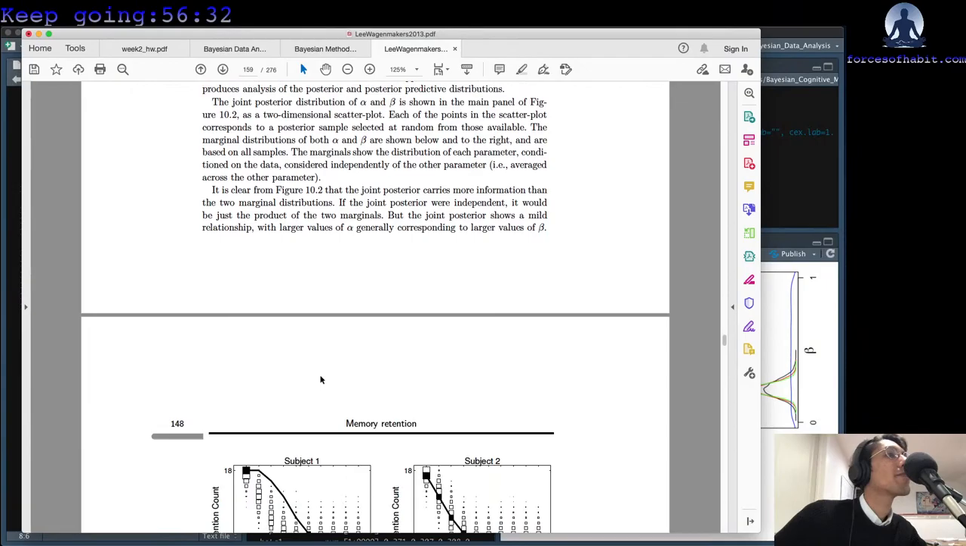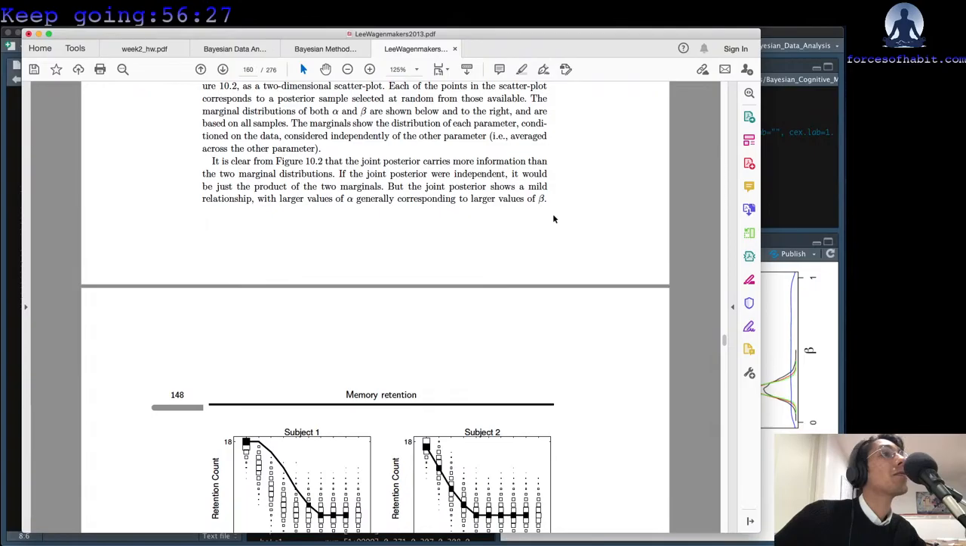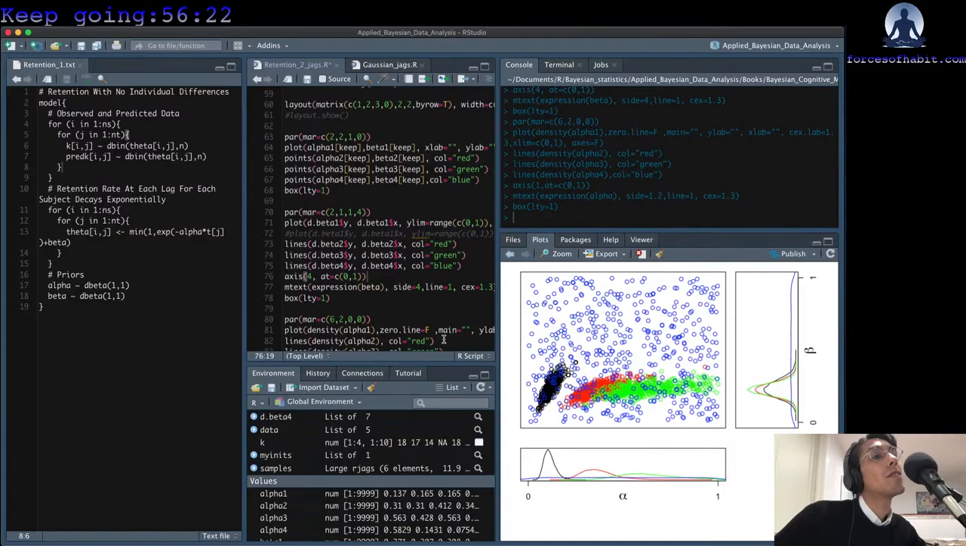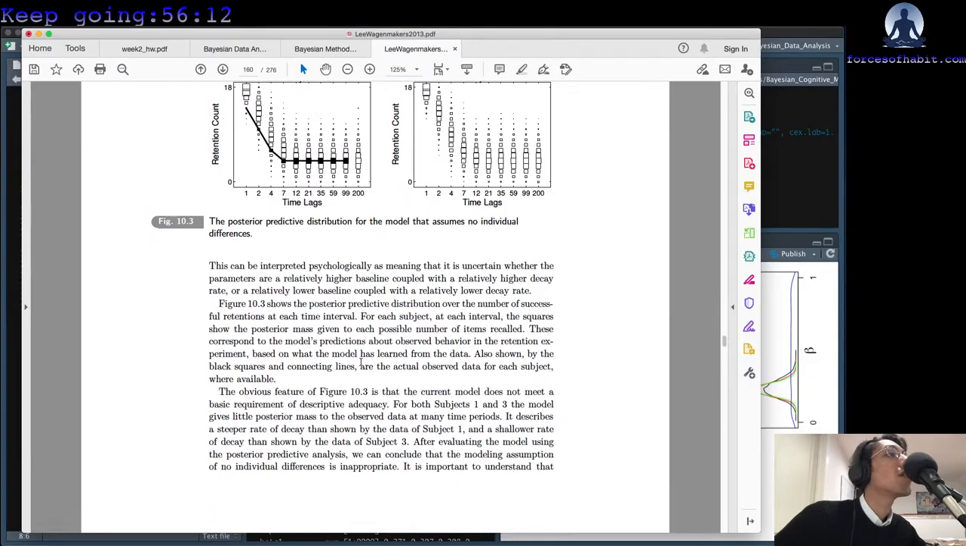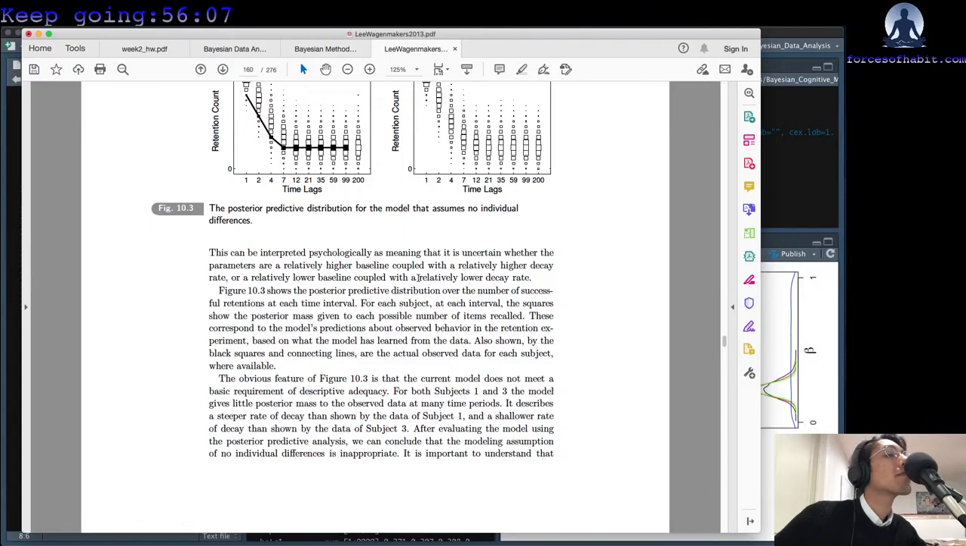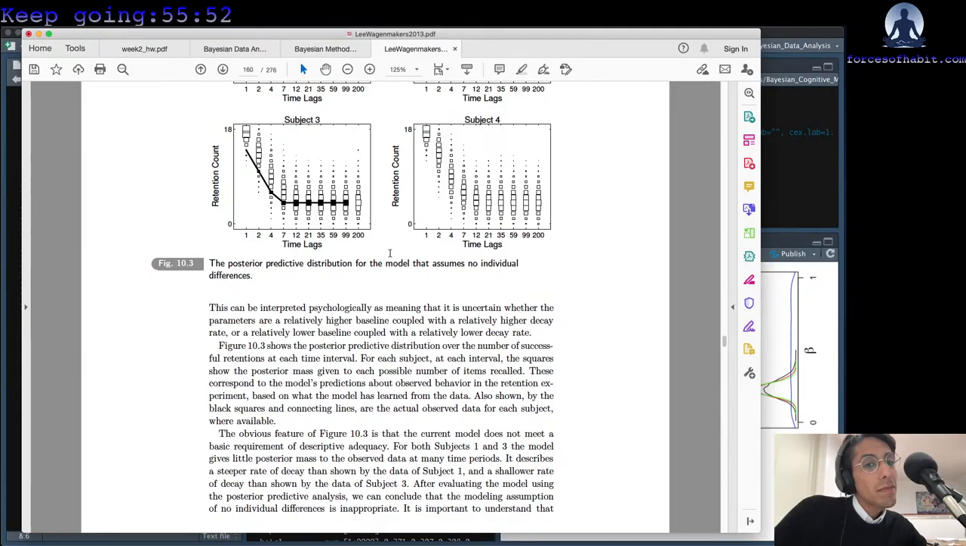Mild relationship, larger values of A corresponding to larger values of B, so a positive relationship between the two. When these are, looks like the predictive distributions. So we're not really sure if large rates correspond to the higher baselines in memory retention.